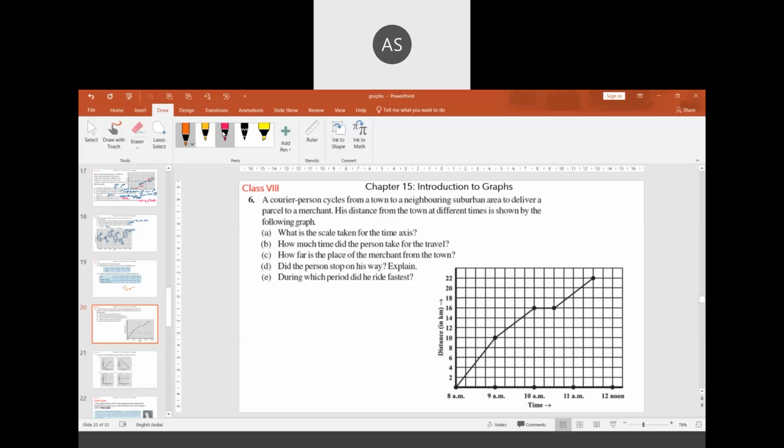It's like this. Let me tell. This is 8:15. This point is 8:30. This is 8:45. This is 9. Correct? So what does it mean? On the x-axis, 1 centimeter is considered to be 15 minutes. So the first question is answered.